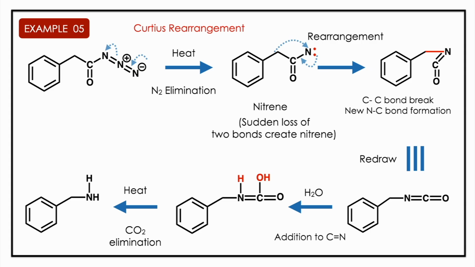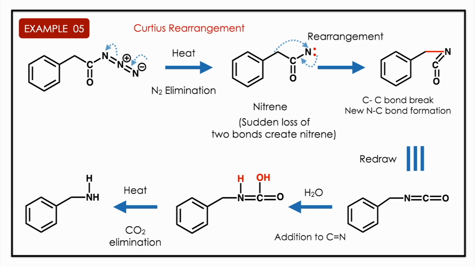Here azide is there. Heating condition means Curtius rearrangement. The first step is obvious: N2 elimination, because N2 is a good leaving group. It leads to the nitrene formation. Nitrene is like a radical, so the opposite group migrates to quench the nitrene. It migrates, and you have a new N–C–O bond formation. So the whole benzyl group migrates and forms isocyanate.